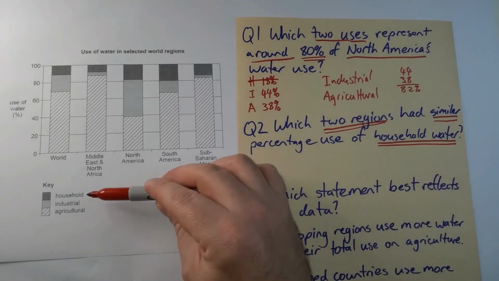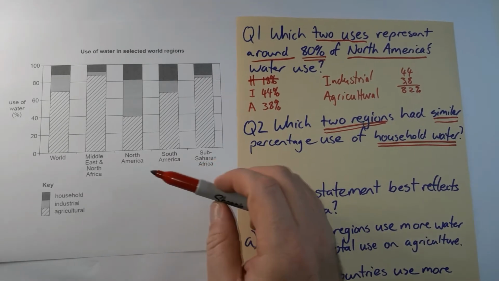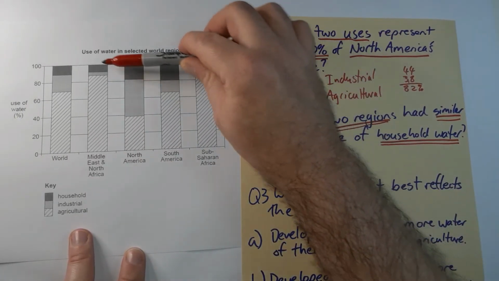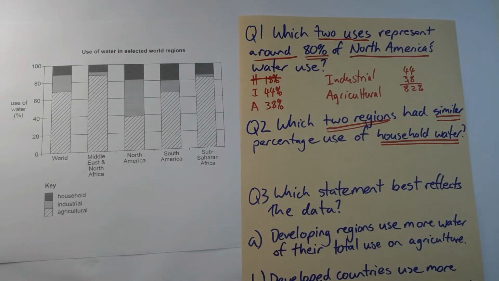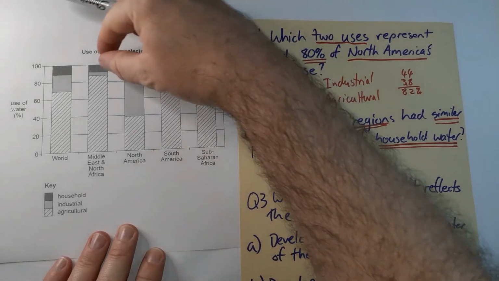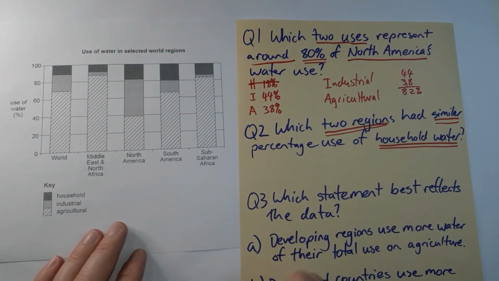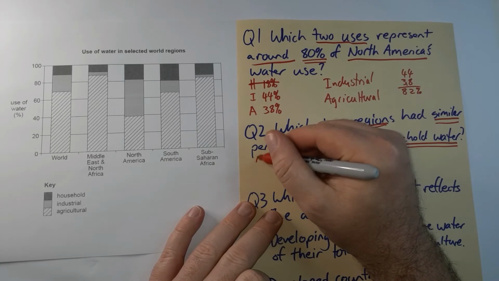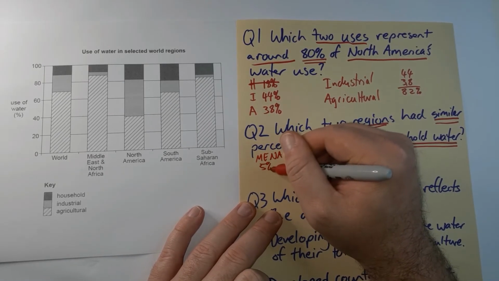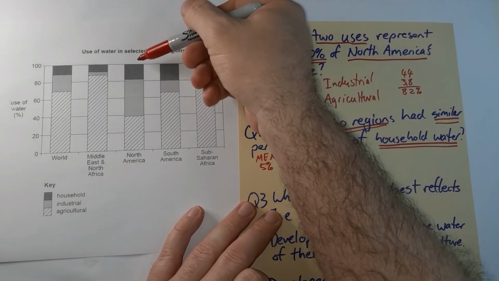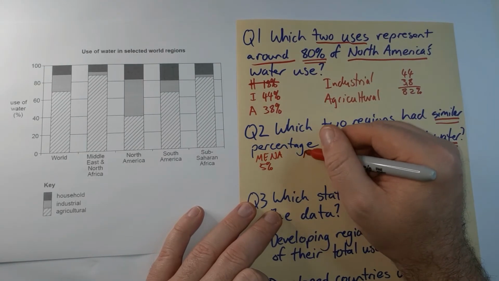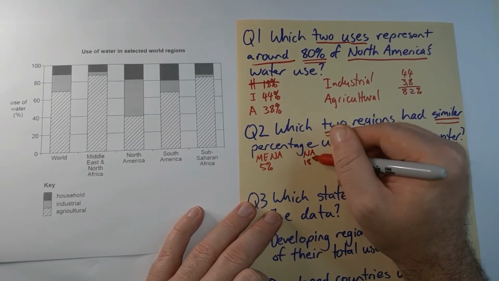So household was the darker category. So I've got to find which of these 4 have very similar levels of household water use. So I can see in the Middle East and North Africa, it's quite small, it's only about 5%. So I might just note that down. Middle East and North Africa, I've said it's about 5%. We've said for North America, it's just under 20%. So I think we said up here it was 18. So North America, we said 18%.